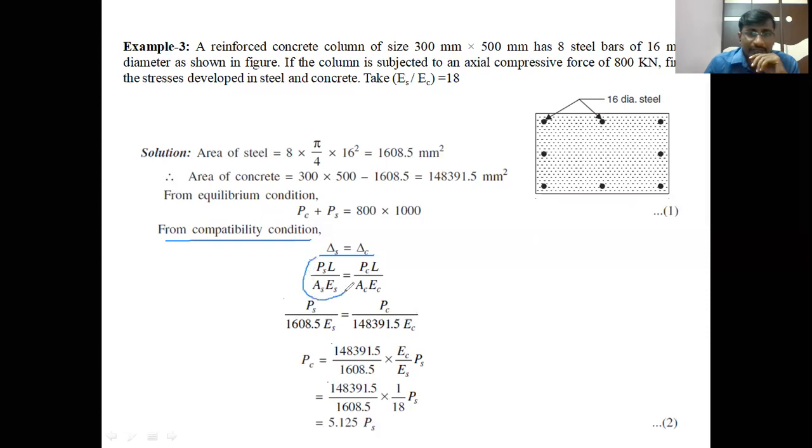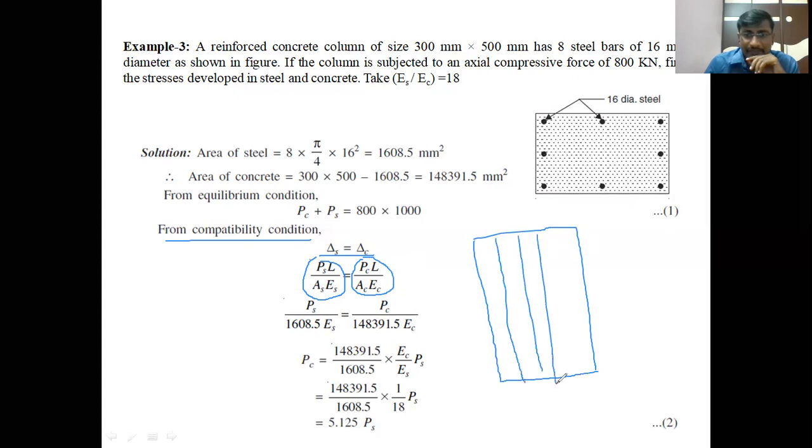The contraction formula is PL by AE. So PL by AE for steel is equal to PL by AE for concrete. In this, L remains the same because the initial length of the concrete material and the initial length of the steel bars are equal. If you look from the front side of the concrete column, 8 steel bars are there. The initial length of the steel bars and the initial length of the concrete is the same. That is the height of the concrete column. Here, this is the initial length, taken as L.